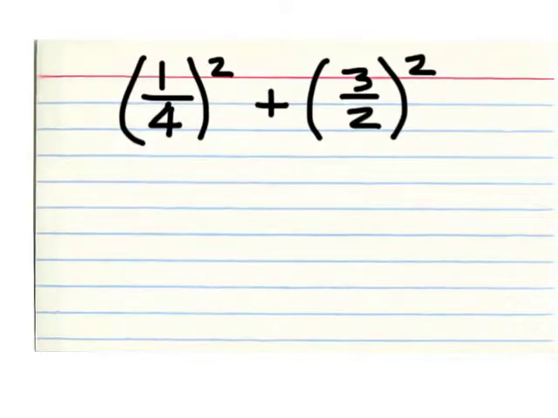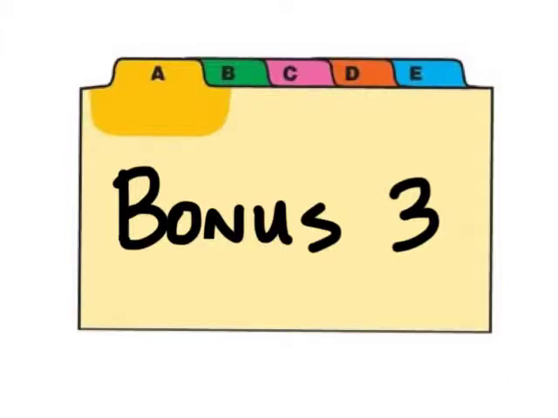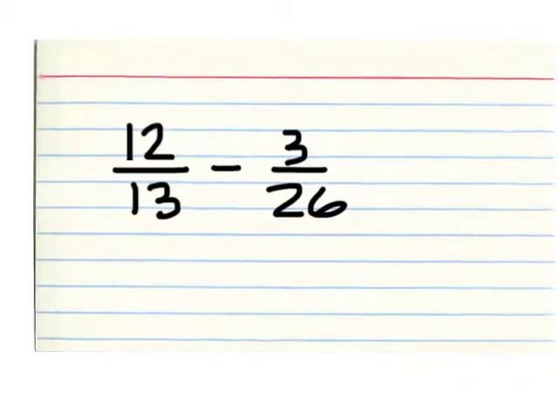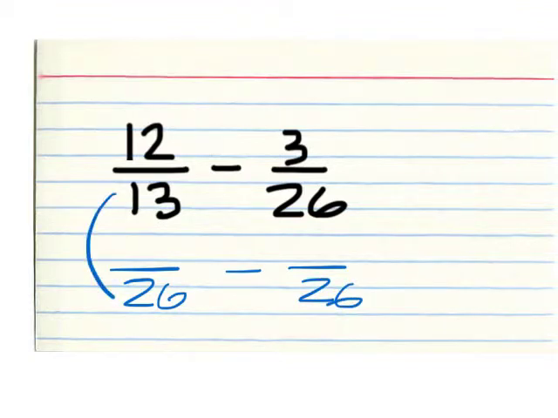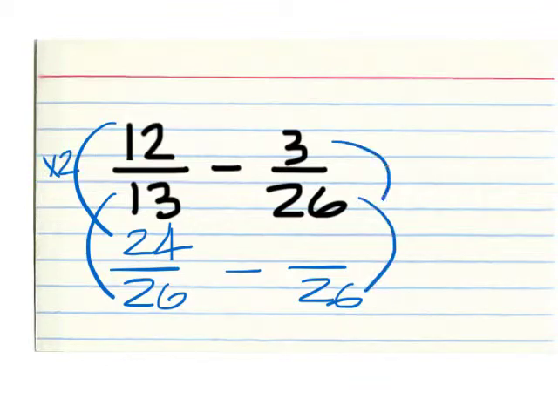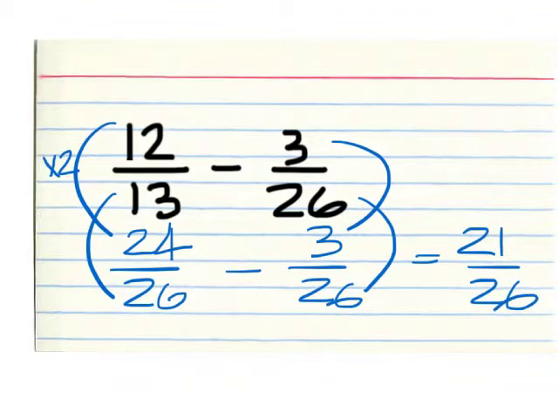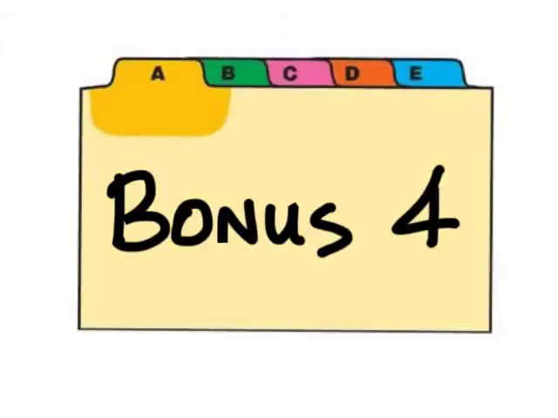Practice number 2. 1/4 squared plus 3/2 squared. Bonus 3. 12/13 minus 3/26. For this bonus, you should have had a common denominator of 26 and multiplying this by 2, so that 12 times 2 is 24. And then over here, this doesn't change. So it should be 21/26.